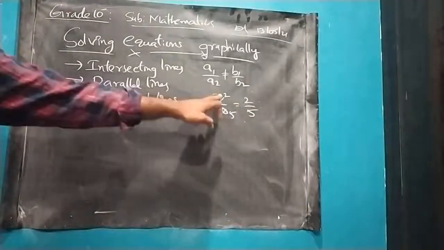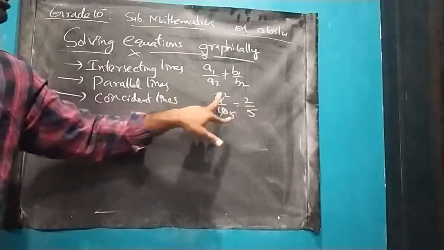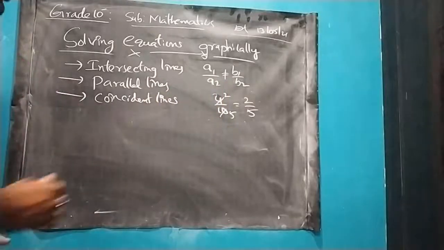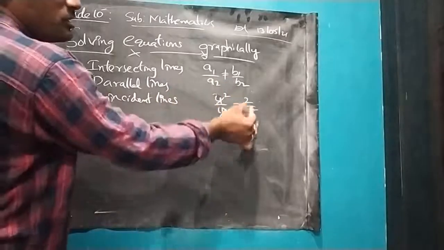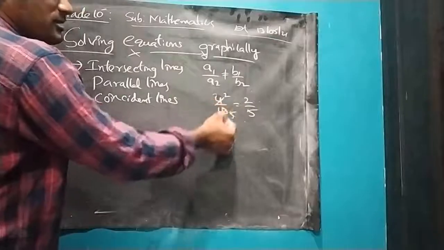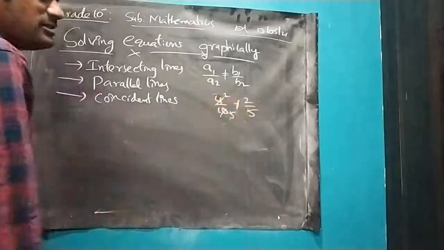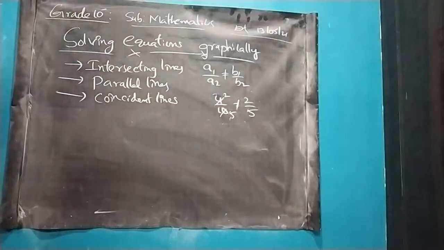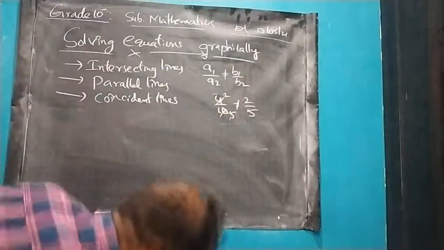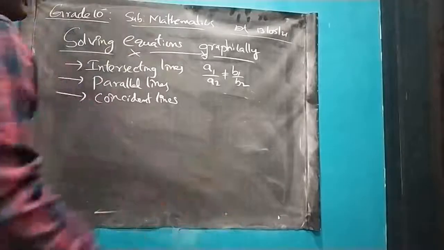After further cancelling, then we have to justify whether it is equal or not. So directly we cannot say that 4 by 10 is not equal to 2 by 5. First we have to cancel it with any of the tables. If it is not cancelling, then directly we can say that it is not equal. So the condition for intersecting lines is A1 by A2 is not equal to B1 by B2.